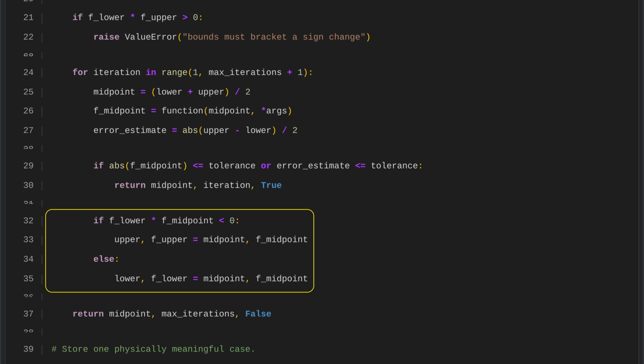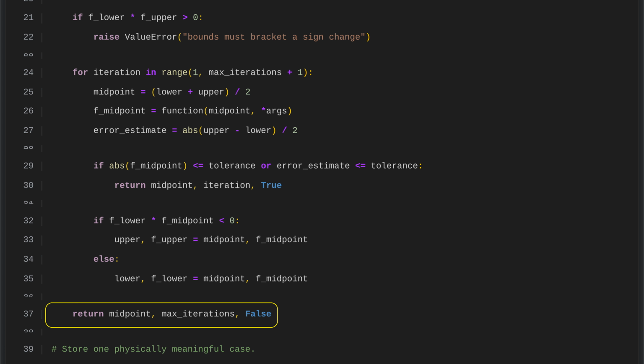In the bisection method, the solver checks whether the function changes sign between the lower bound and the midpoint. If it does, the root is in that half, so the upper bound is moved to the midpoint. If not, the root is in the other half, so the lower bound is moved to the midpoint. Repeating this update steadily narrows the interval containing the root.